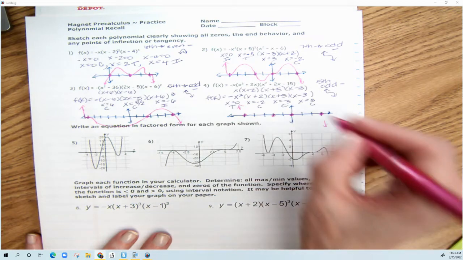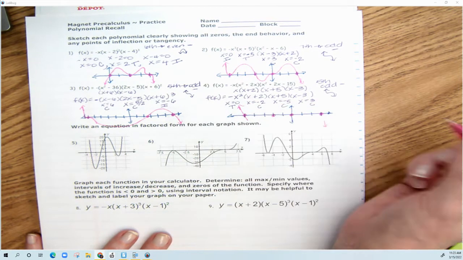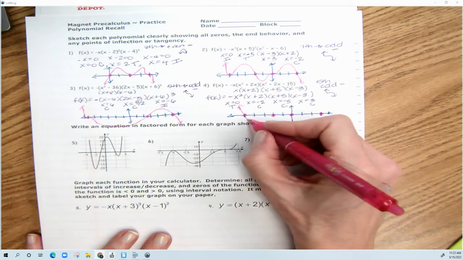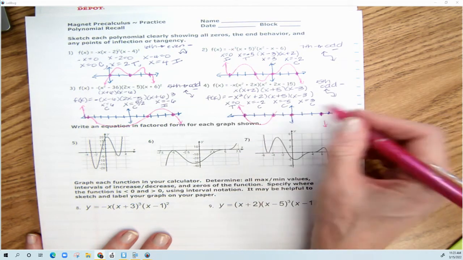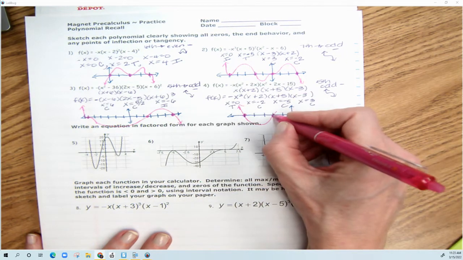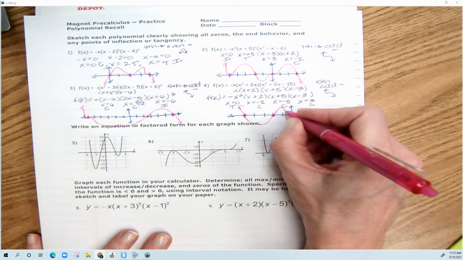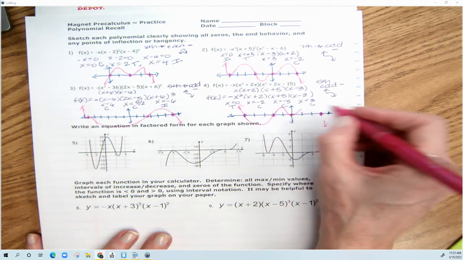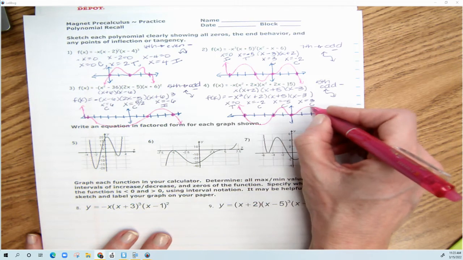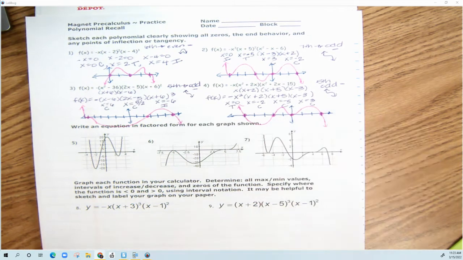From left to right, I'm going to cross at negative 5. Swing around to cross at negative 2. At 0, it's tangent. So when I turn around, I'm going to get to 0. I'm going to touch and turn, and then I'm going to turn to get back to 3 where that is another cross.